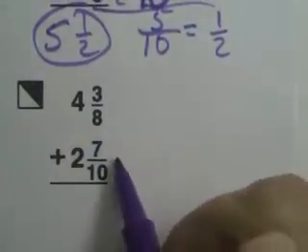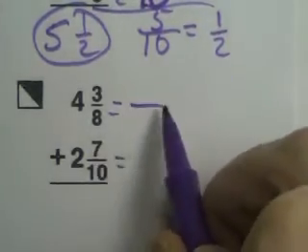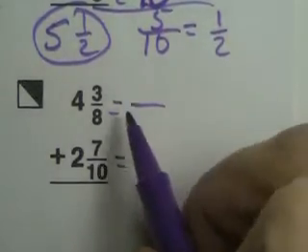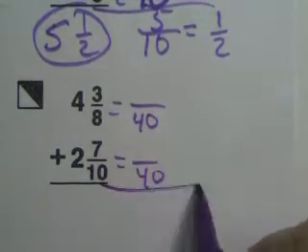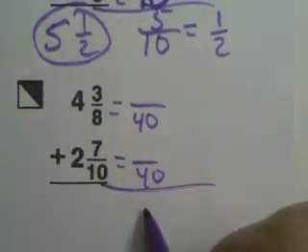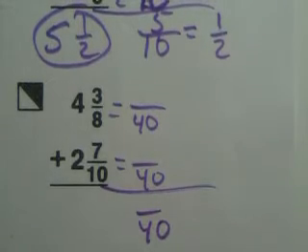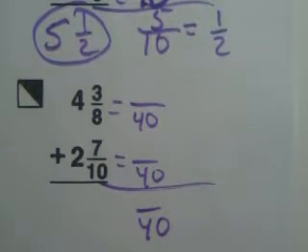Common denominator that these will both fit into, 8 and 10, they both fit into 40. You could use 80, but that'd just be higher numbers. You'd have to reduce more. Okay, so let's see here.